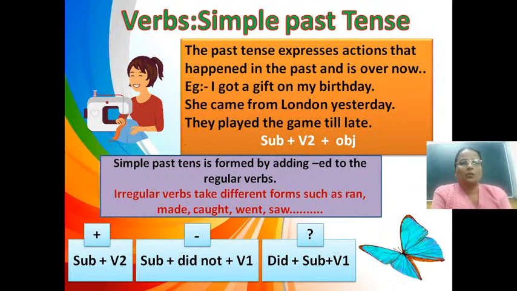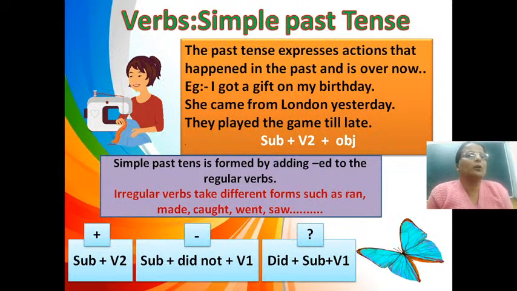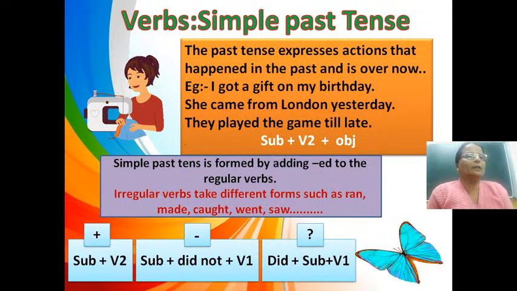Okay. So in simple past tense, children, stop typing and listen. Children, please stop typing and listen better. You are responding very nicely, I am very happy. But right now, you stop typing and listen to the class.